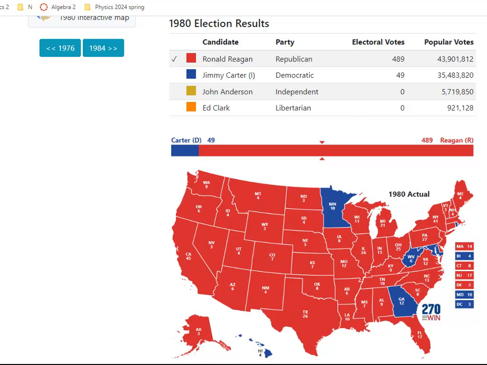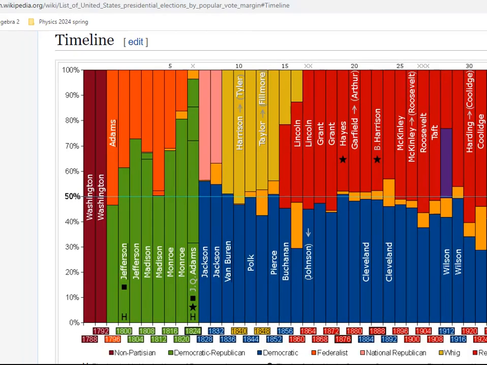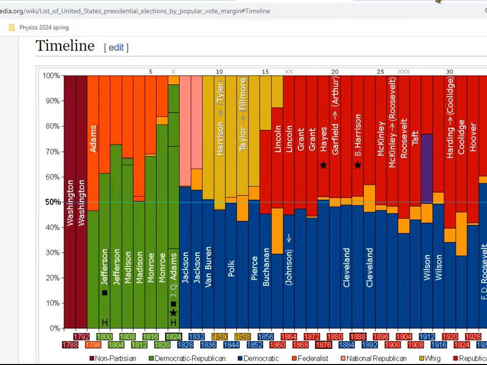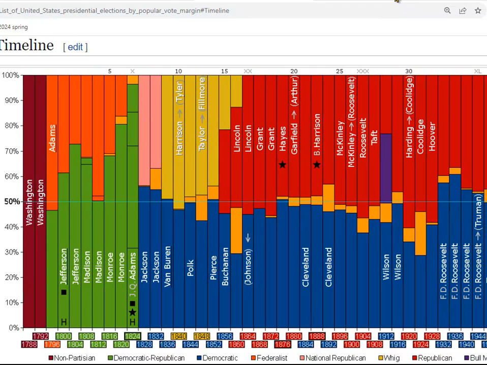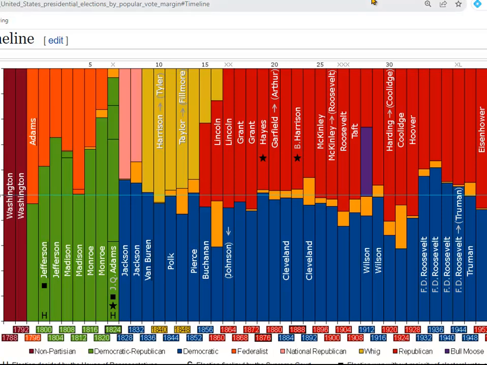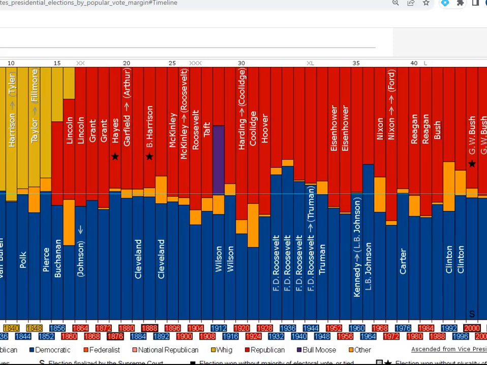All right, the next one I want to show is actually this one here. It's on Wikipedia. So United States, list of United States presidential election by popular vote, margin timeline, and again, the popular vote doesn't matter. And there's a number of interesting things on here. One of those that I want to point out, it's actually just off the chart, so I have to scroll over there. There we go.